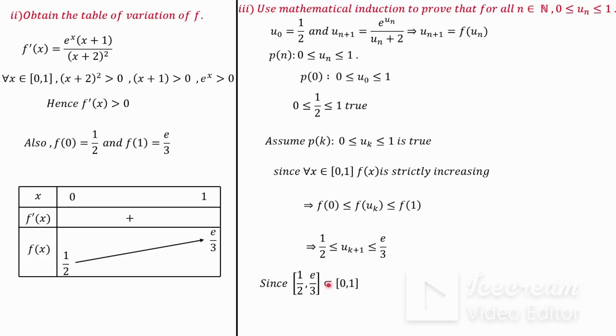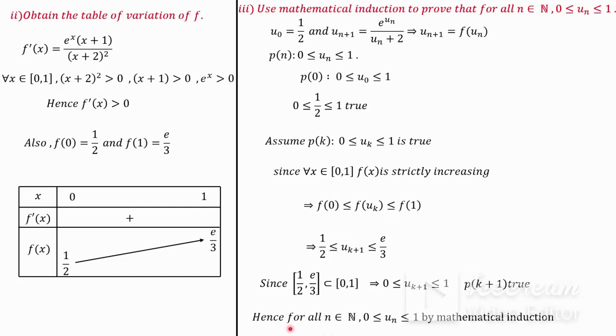Since we know that the interval from a half to e over 3 is inside the interval 0 to 1, in the place of a half we can put 0, and in the place of e divided by 3 we can put 1. So we have 0 less than or equal to uk plus 1, less than or equal to 1, and we have clearly proven that it is true for n equals k plus 1, that is, P of k plus 1 is true. We can therefore conclude that for all n belonging to the set of natural numbers, 0 is less than or equal to un, less than or equal to 1, by mathematical induction.